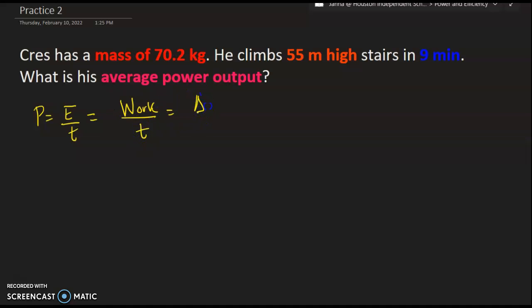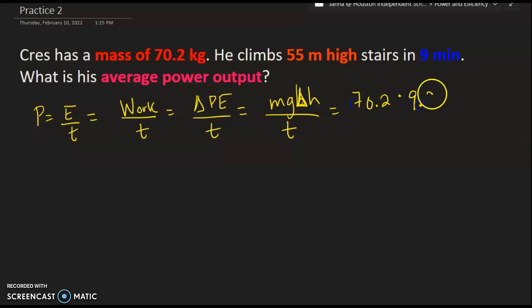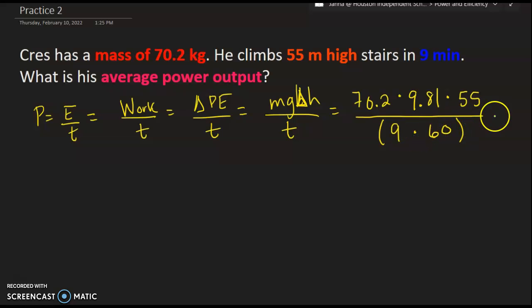Remember, work is a change in potential energy or a change in kinetic energy over time. So that's going to be mgΔh, over t. His mass is 70.2. g is 9.81 meters per second squared. His initial height is 0. His final height is 55 meters in 9 minutes. In 9 minutes, there are 60 seconds per minute. So that's how I'll convert.